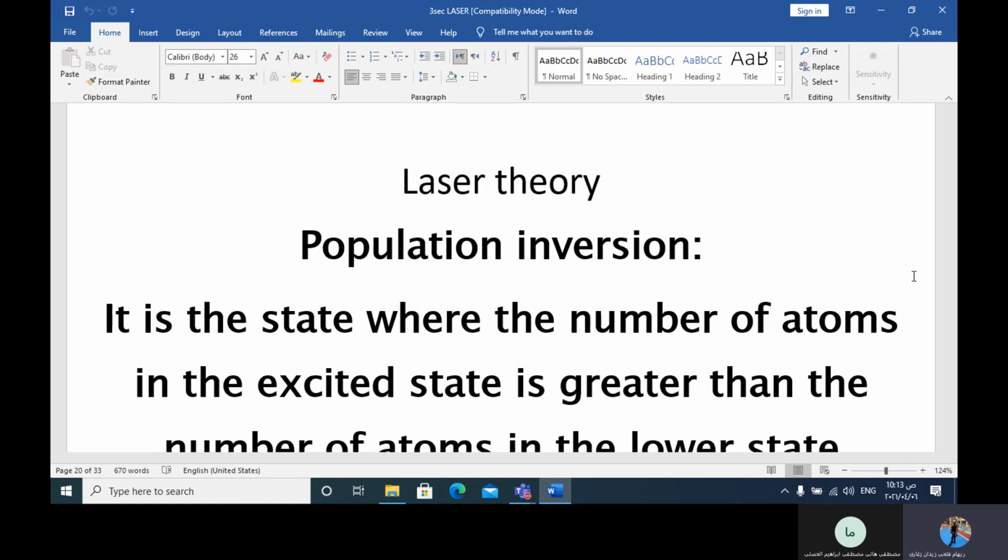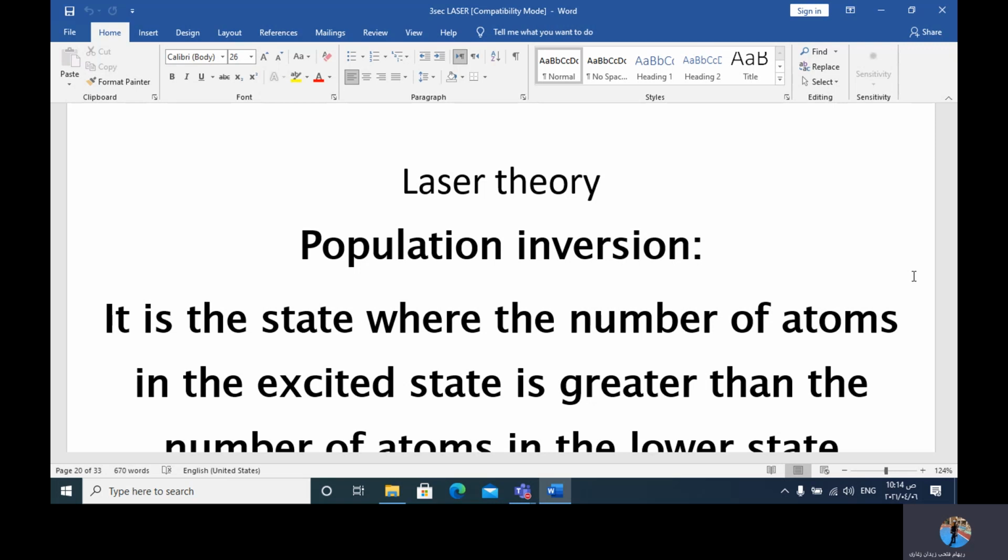First, we need to transfer the atoms from the normal state into an excited state, and the number of excited atoms has to be bigger than the number of the unexcited ones through a mechanism called population inversion. So to understand laser, we have to start by explaining what we mean by population inversion. Population inversion is simply the way that we excite atoms so that the number of excited atoms will be more than the number of atoms in ground state. And this is the start point of any laser.